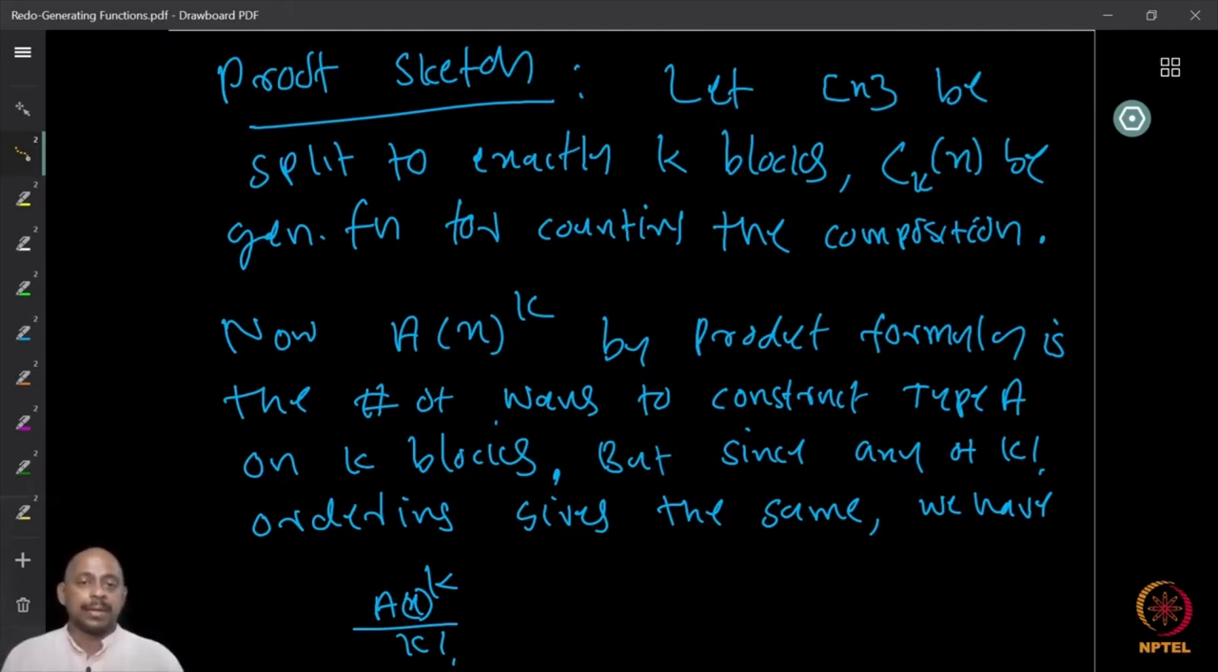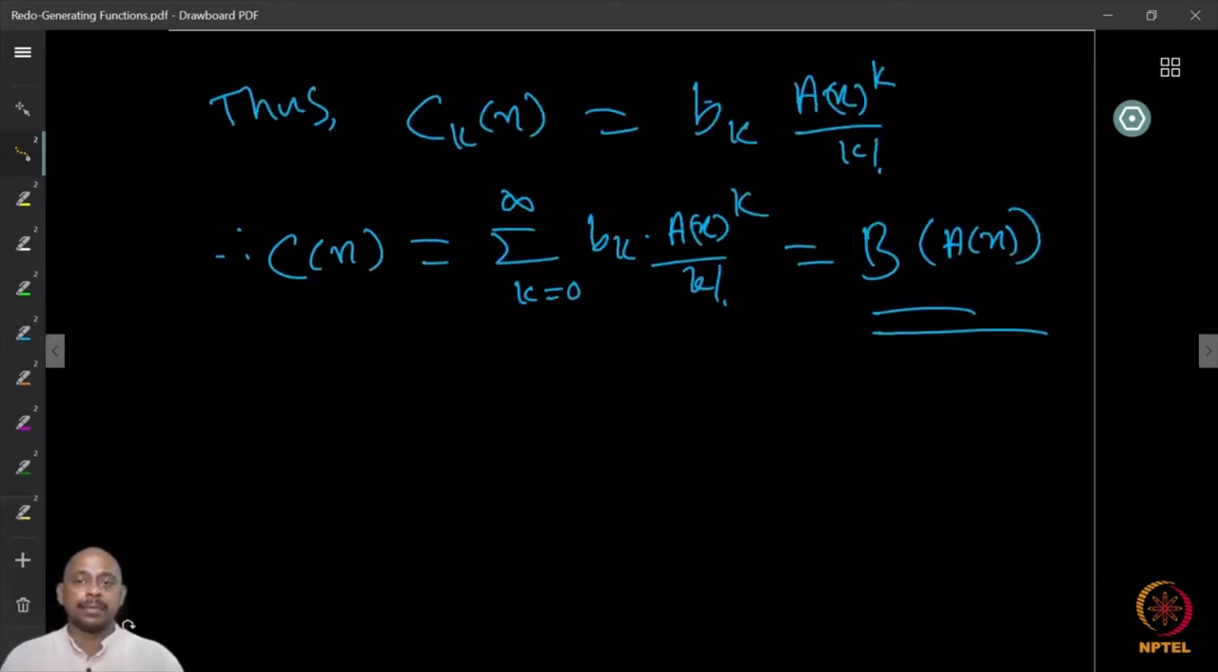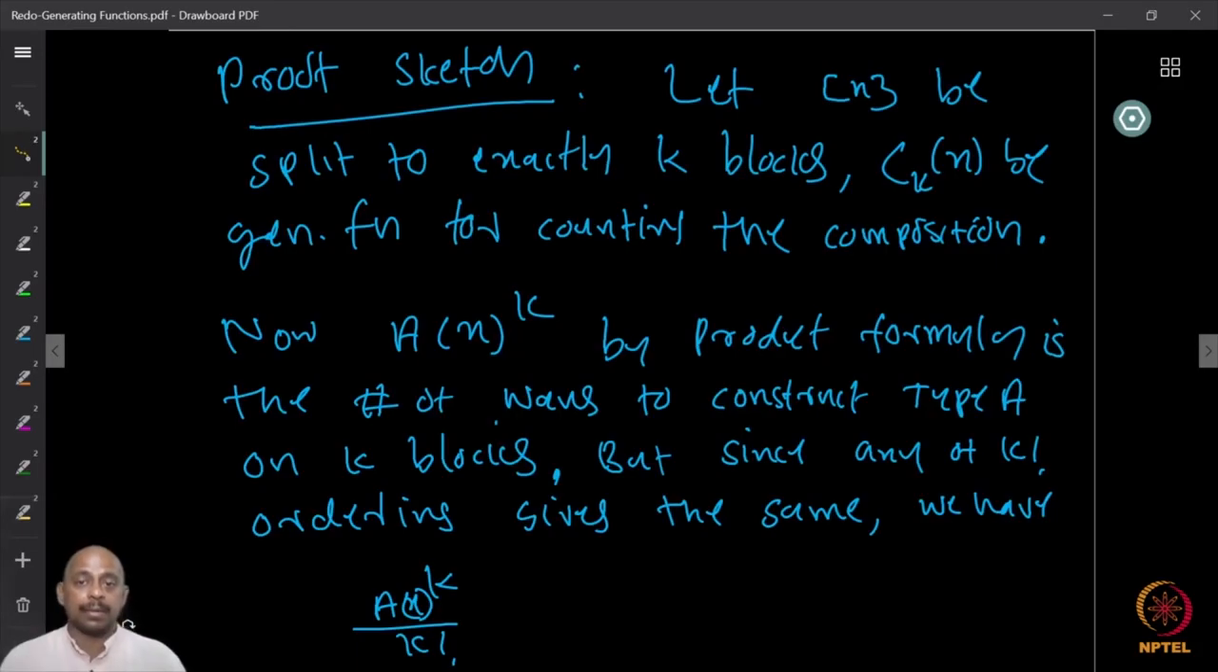This gives the idea that A of x whole raised to k by k factorial is the generating function for c_k of x. And whatever is the number that we started with, n elements, you look at the coefficient of x raised to n in that, and that will give you precisely the number of ways of obtaining C-type structures on an n element set by doing this. So what we have shown is that c_k of x is equal to this, but there is another thing: once you make this, we have to put B-type structures.